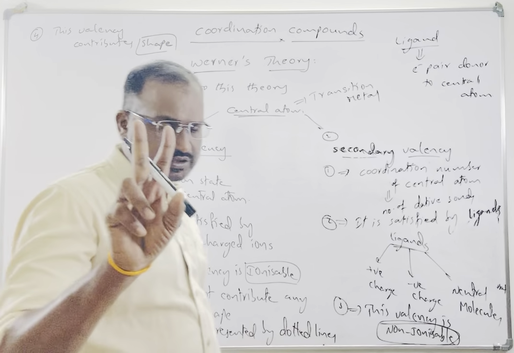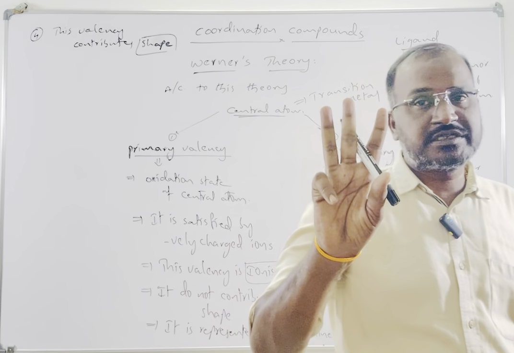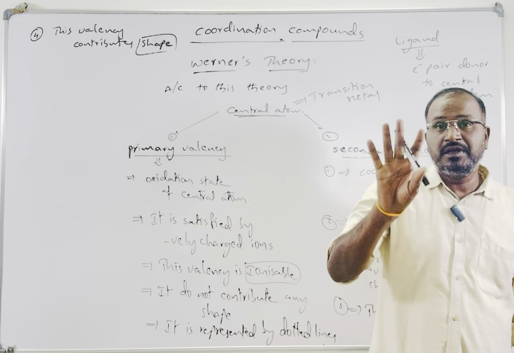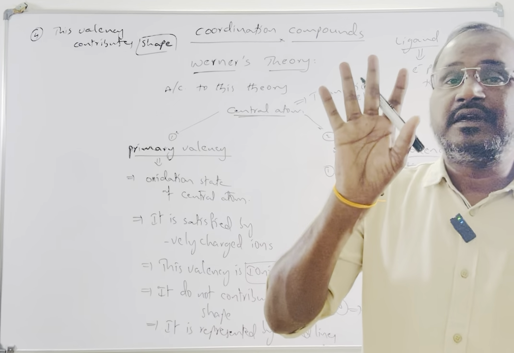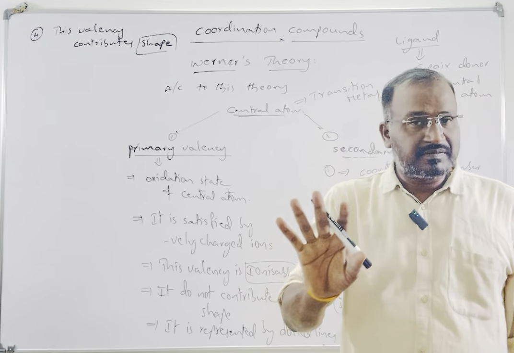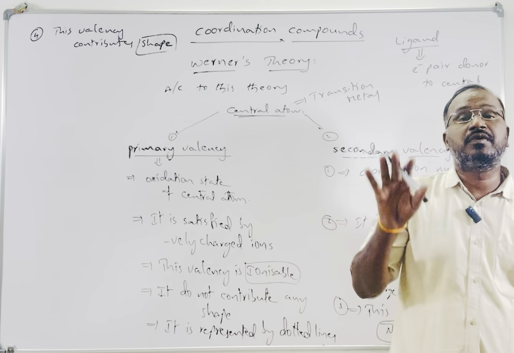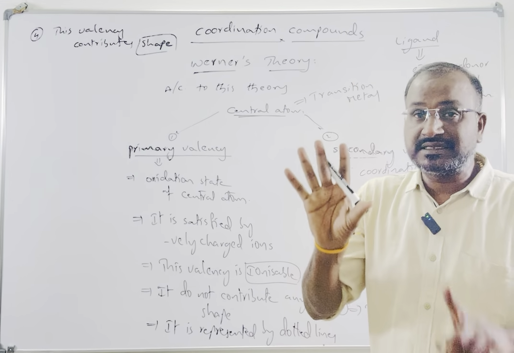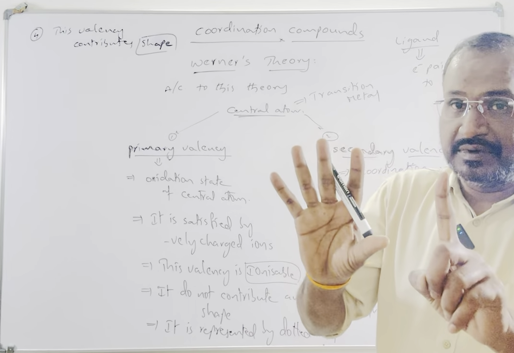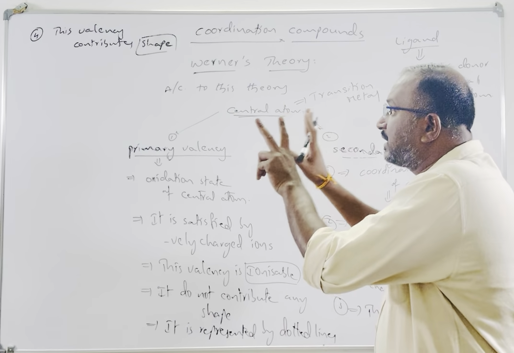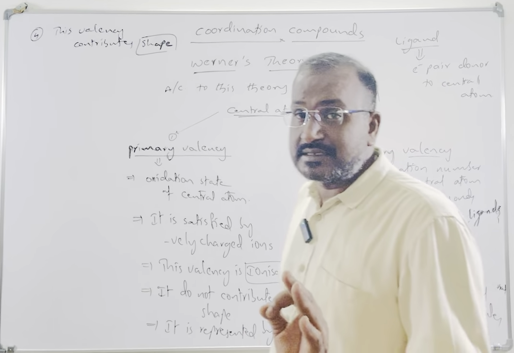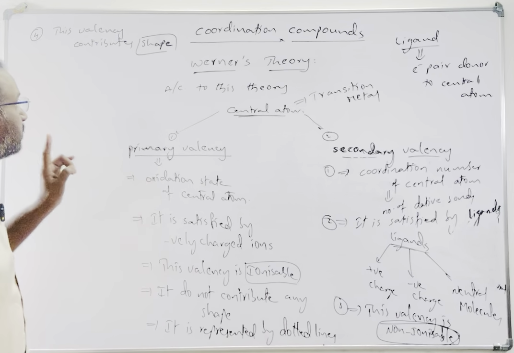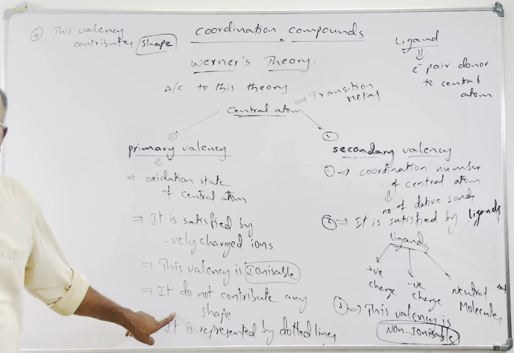If coordination number is 2, linear shape. If coordination number is 3, trigonal planar shape will be there for the coordination compound. If coordination number is 4, tetrahedral or square planar shape. If coordination number is 5, trigonal bipyramidal shape. If coordination number is 6, octahedral shape. Secondary valency contributes shape. Primary valency does not contribute any shape.